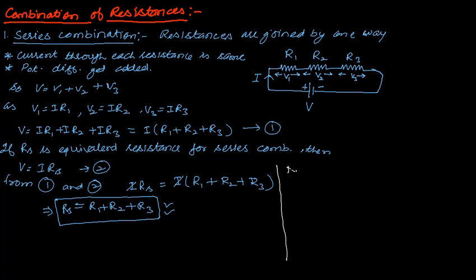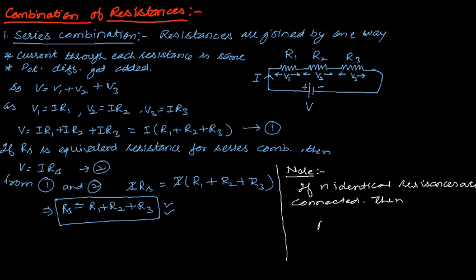Simple method. Now, one thing should be kept in mind: if n identical resistances, each of resistance R, are connected in series, then equivalent resistance RS will be nR. That is, resistance connected in series gets multiplied by the number of resistances connected in series. So the effect of series combination is to increase the resistance.